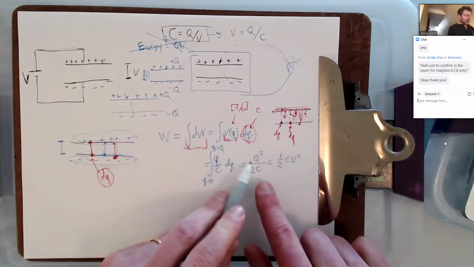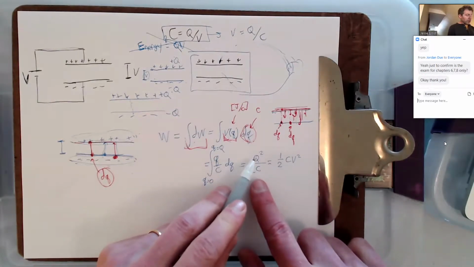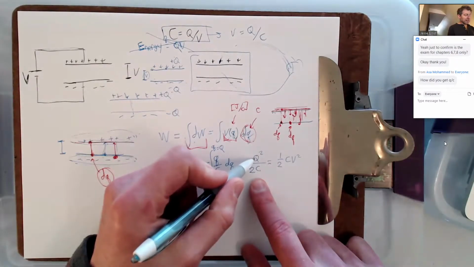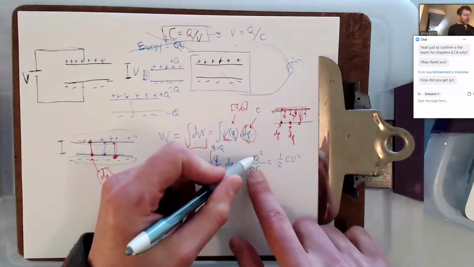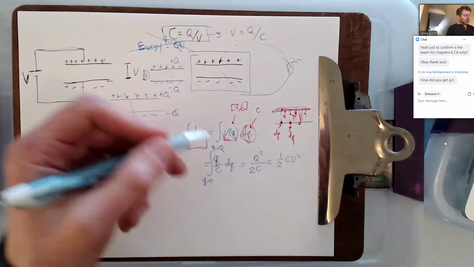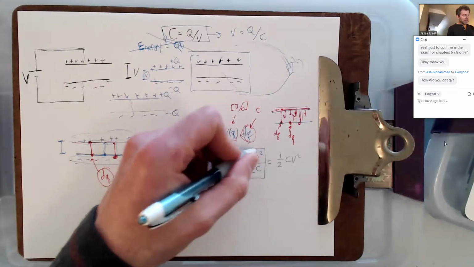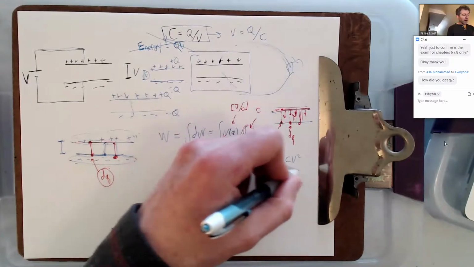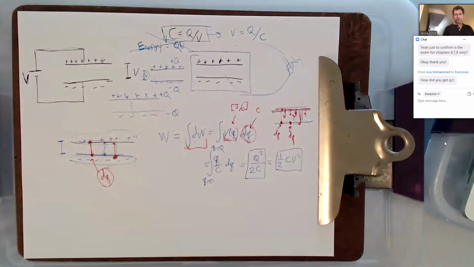Because you know that Q is equal to C times V. So I can rewrite this as C squared times V squared and cancel one C. So you'll see it both ways. You'll see it as either Q squared over 2C, or a half Q squared over C, or a half CV squared. All right.